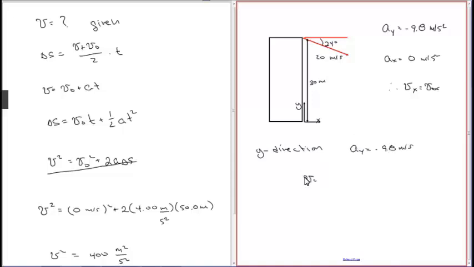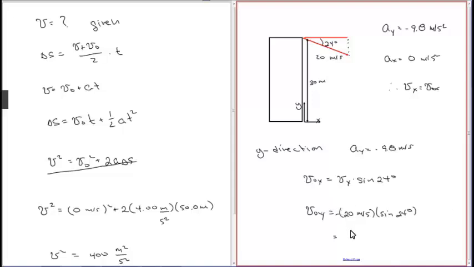V0y is going to be equal to v times, well, what is it? Is it the sine or the cosine? Well, it's the opposite side, so it's going to be the sine of 24 degrees. So let's go ahead and calculate it. V0y is 20 meters per second times the sine of 24 degrees. And it's actually going to be negative because it's going down. So we have 20 times the sine of 24 degrees, which is negative 4 point.